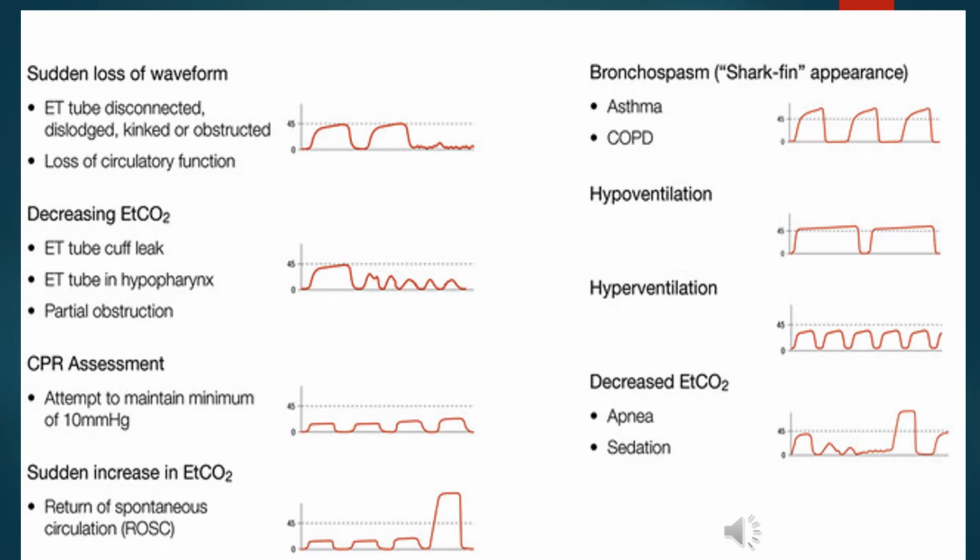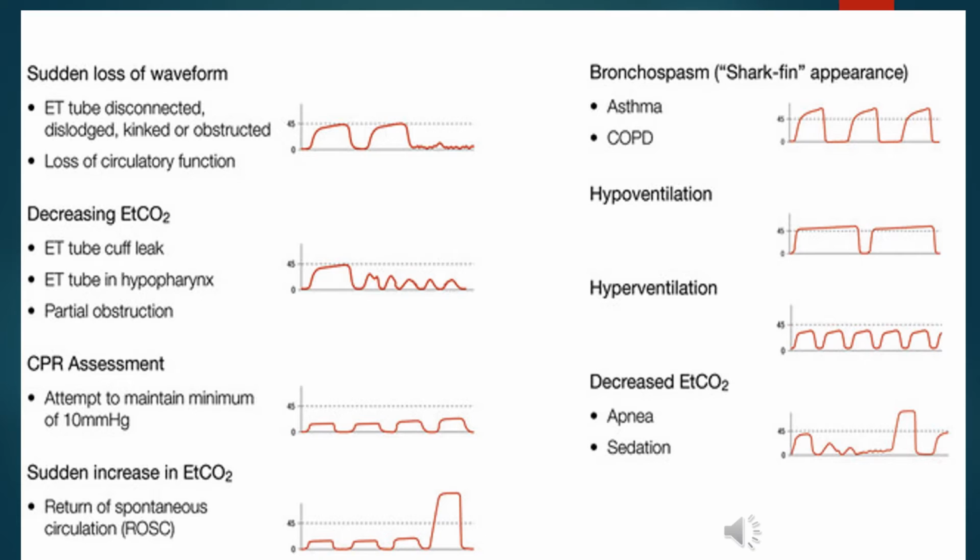The second figure, you see decreasing end tidal CO2. The first wave is normal in appearance, and the second one gets quite a bit shorter and less tall. That can be due to an endotracheal cuff leak, the tube cuff leaking, or the tube went into the hypopharynx, or a partial obstruction. So it's detecting some CO2, but the wave looks significantly different than a normal waveform.